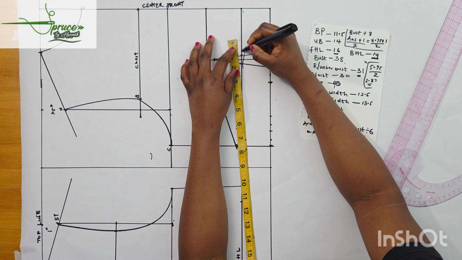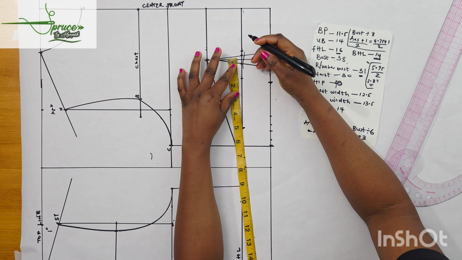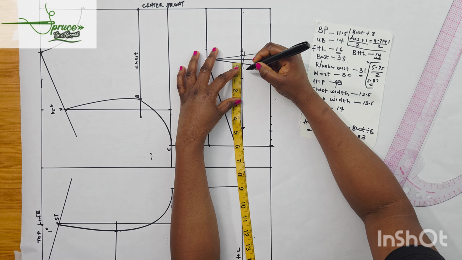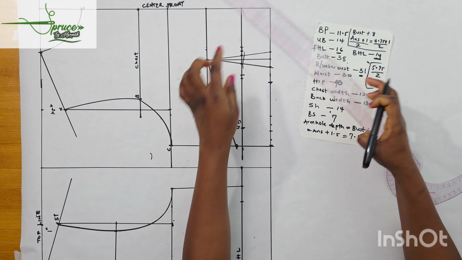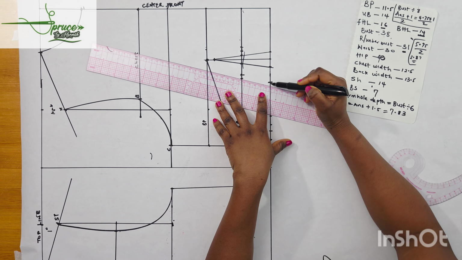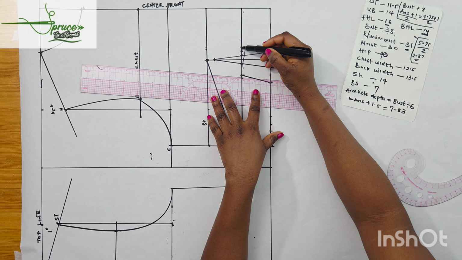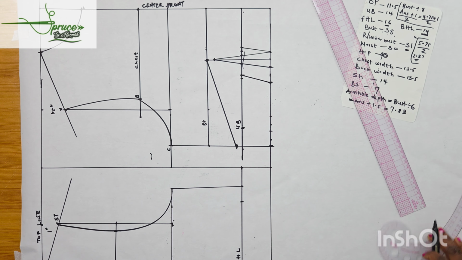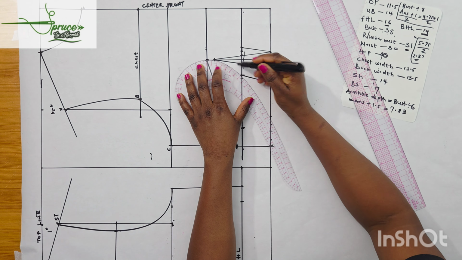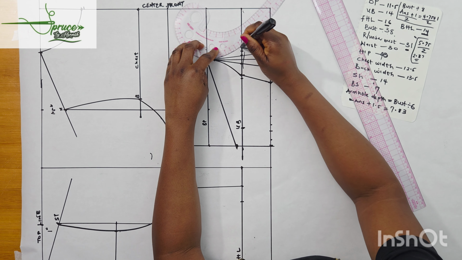Now, you're not going to share it into two equal halves. You're going to divide it in such a way that the larger part goes to the dart leg that is close to your side front, and the smaller part goes to the dart leg that is close to your center front. Now, connect that point to the 1-inch contouring mark we did earlier. Connect it like so and use your armhole curve to connect your bust point to your underbust measurement.